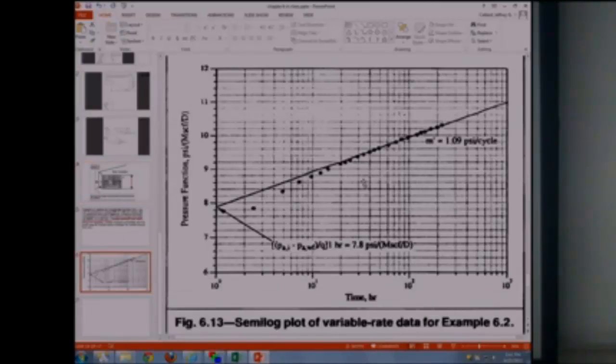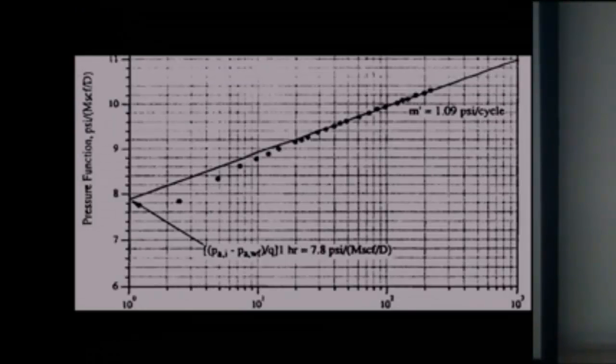Now, here's the textbook plot of our data, and I want to explain why they didn't select.